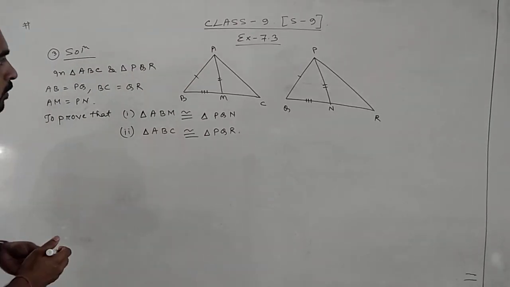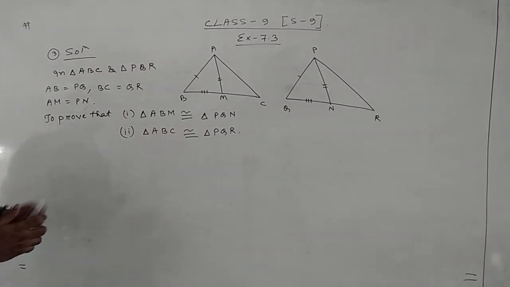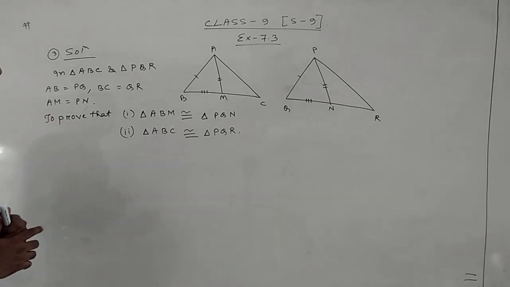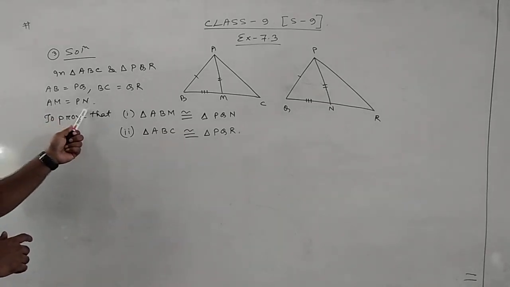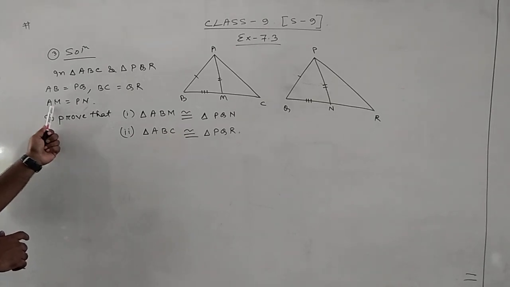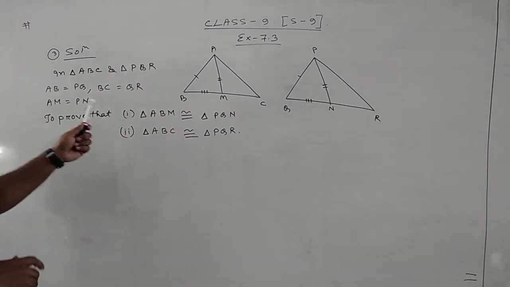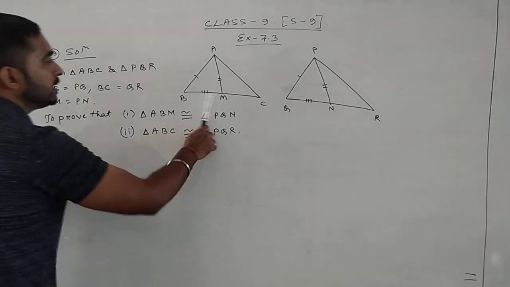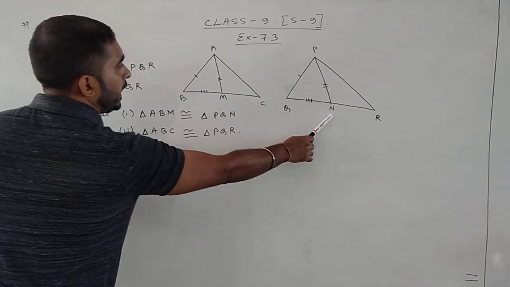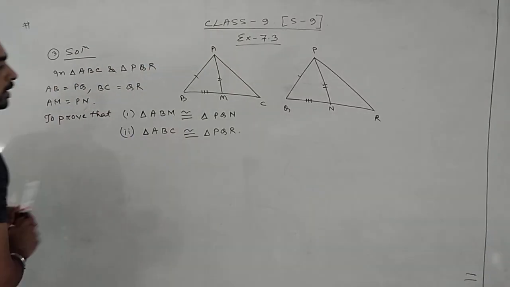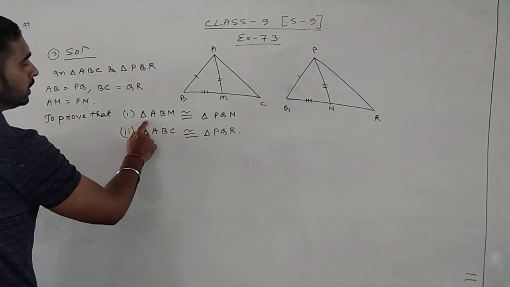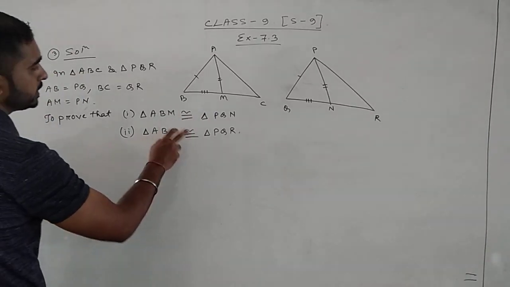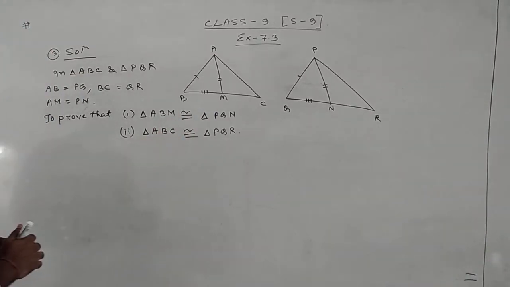This is the second question. These are the given conditions: AB equal to PQ, BC equal to QR, and AM equal to PN. AM is the median of triangle ABC, and PN is the median of triangle PQR. It means M is the midpoint of BC, N is the midpoint of QR. Then we have to prove triangle ABM congruent triangle PQN and triangle ABC congruent triangle PQR.